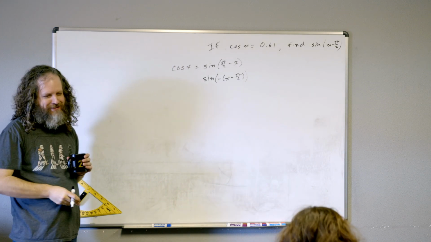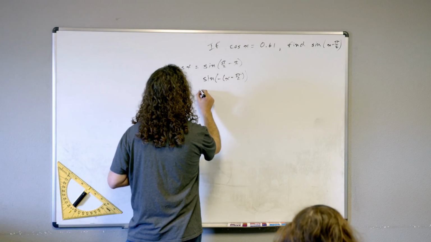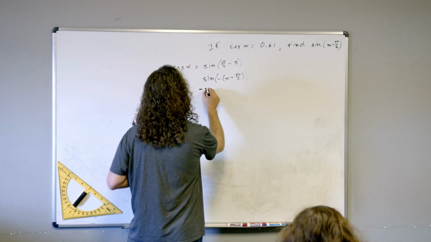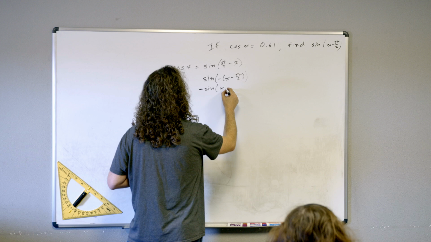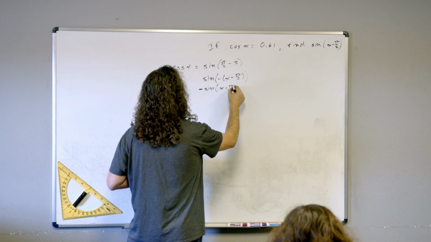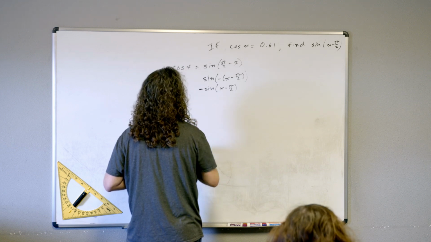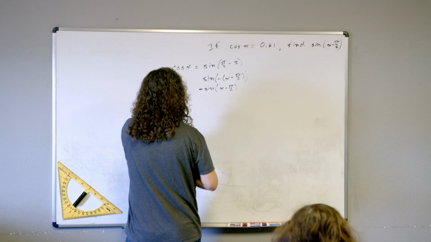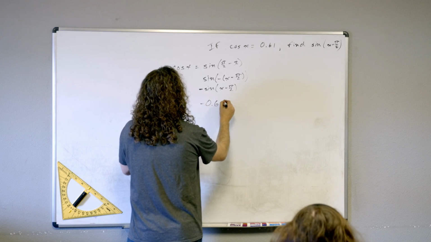Which one eats the negatives? Cosine. So this negative pops out to the front, right? The answer is negative that one. So, negative.